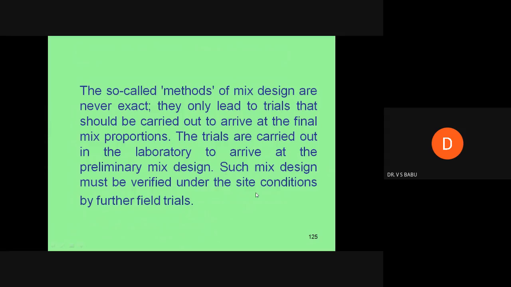This is called the field conditions. In the laboratory, if you cast the 9 cubes as per your mix design, you submerge them completely under water, and the temperature is maintained at 27 plus or minus 2 degrees. But at the site, the atmosphere is not under your control. Either the temperature is very high or sometimes it drops, which means alternating temperature changes are there.